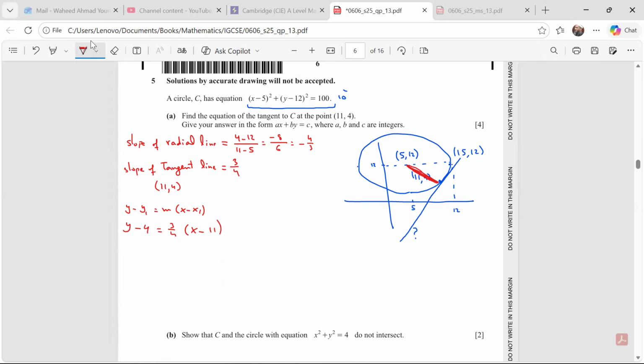If I multiply by 4, it's going to be 4y minus 16 equals 3x minus 33. So this is going to be 3x minus 4y equals 33 minus 16. And how much is 33 minus 16? I think it is 17, am I right?